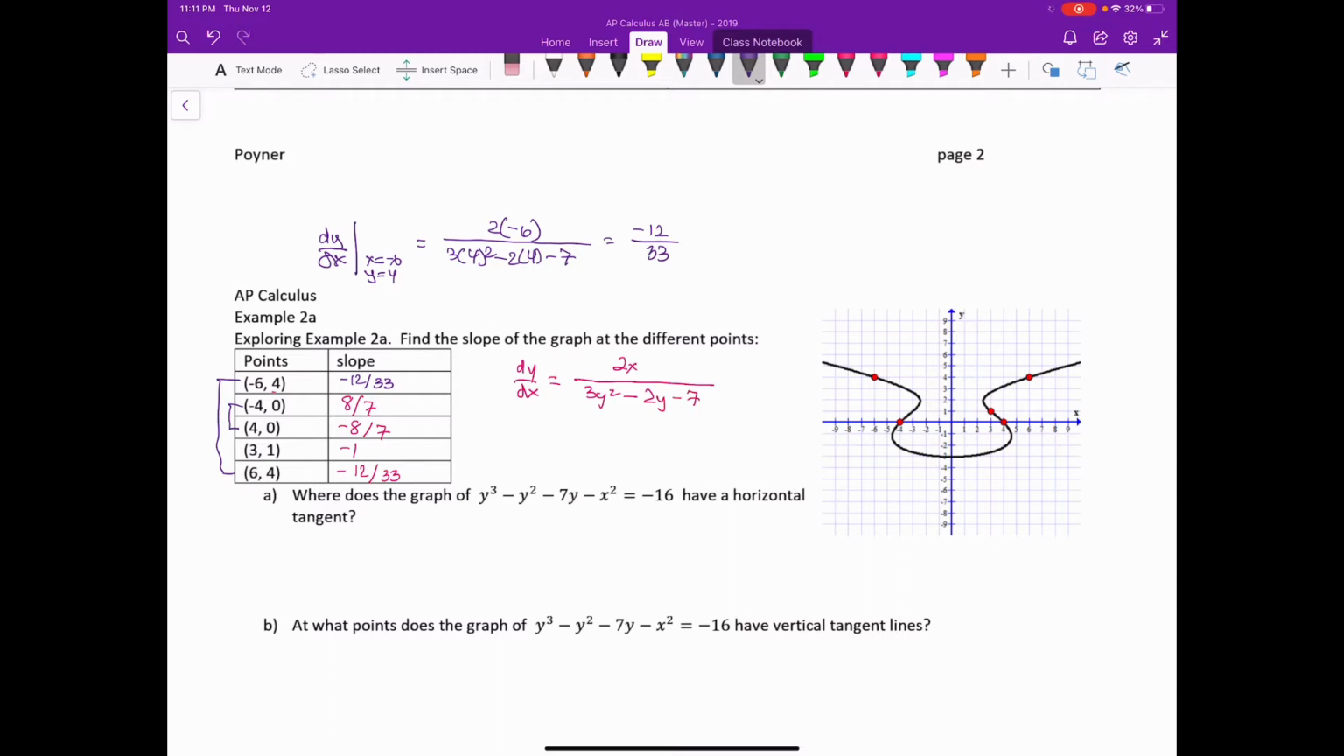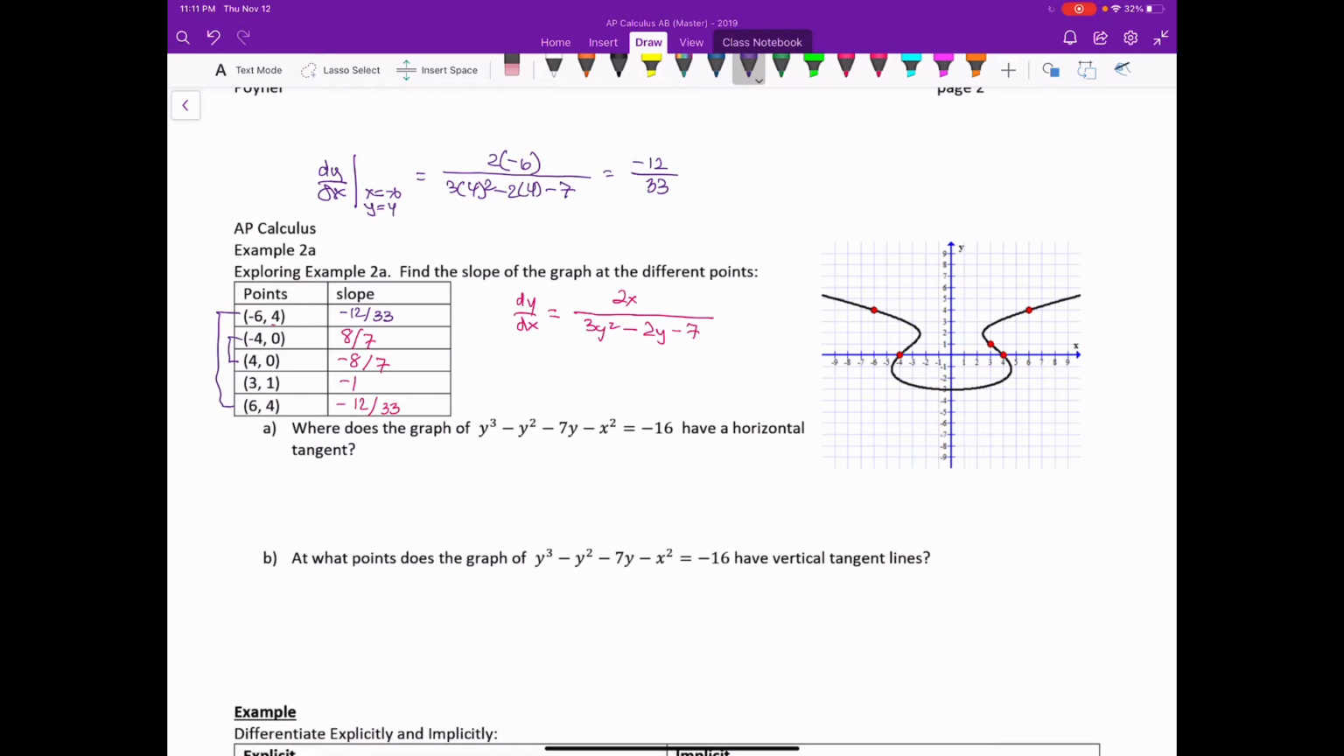Where does the graph of y cubed minus y squared minus 7y minus x squared equals -16 have horizontal tangent lines? Well, horizontal tangent lines happen wherever the numerator of the derivative is equal to 0. So you would say dy/dx is equal to 0 when 2x is equal to 0, so when x is equal to 0.